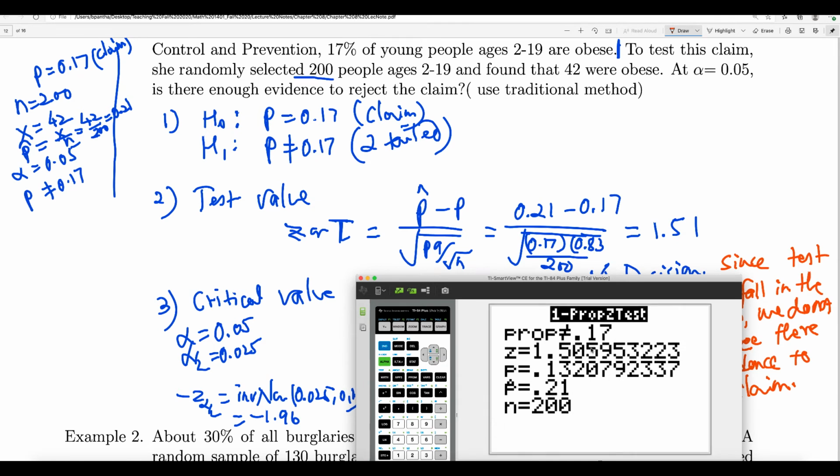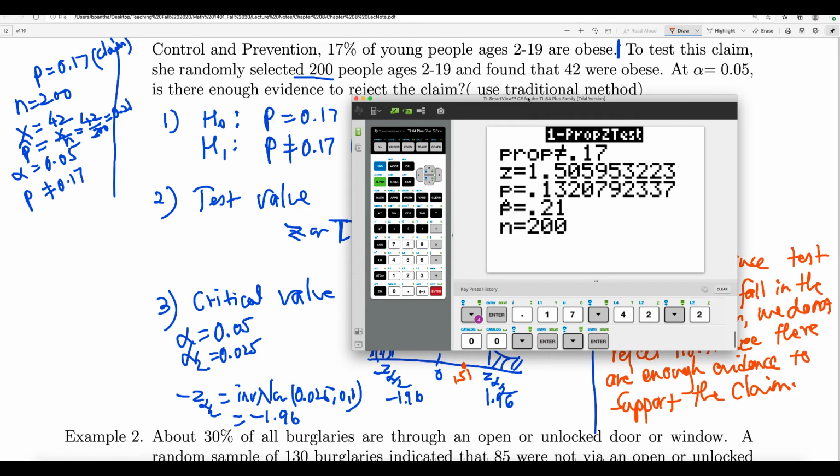Actually 1.51 if you round it up, right? And the p-value, we did not find the p-value in this problem. We did the traditional method, the critical value method. So if you find it, you will get 0.13, which is a lot bigger than alpha. Alpha is 0.05, right? This p-value is bigger than alpha. So the decision criterion for the p-value method is: if the p-value is less than alpha, we reject the null hypothesis. But if the p-value is greater than alpha, we do not reject the null hypothesis. Here we got a p-value greater than alpha, so we do not reject the null hypothesis. This is how we do it using the calculator.